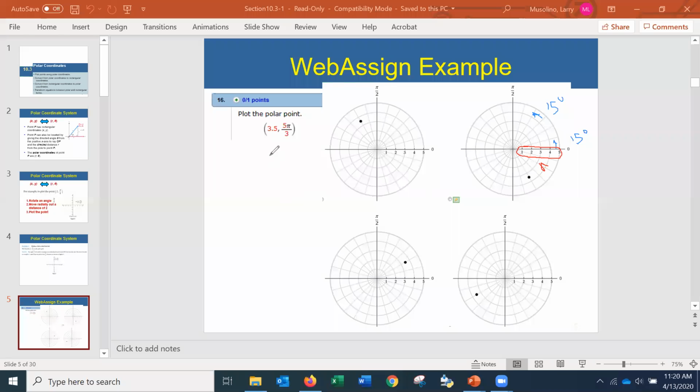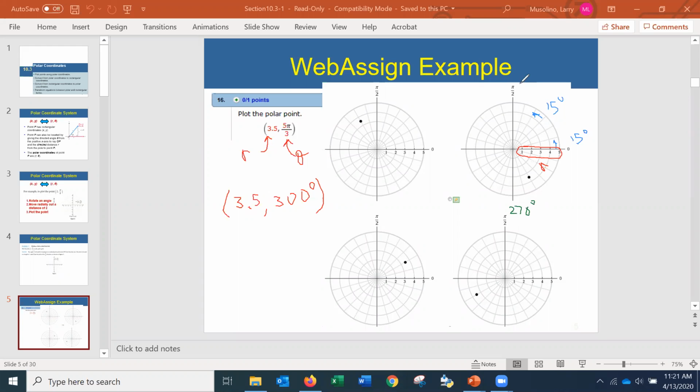So in this example, they asked us to plot an R value of 3.5 and an angle theta of 5 pi over 3. You might remember this was the same as 3.5 comma 300 degrees. Let's just work in degrees here to make it a little easier to navigate on this polar graph paper. All right, so the way you did this then is you rotated 300 degrees. So let me figure out that rotation. Well, I know this axis here is 270.